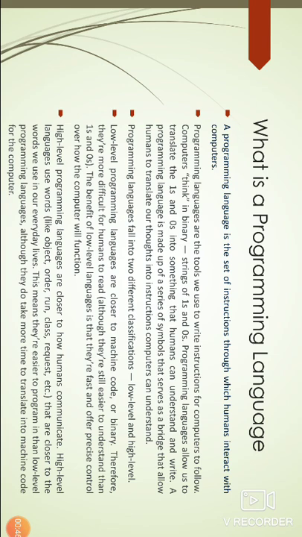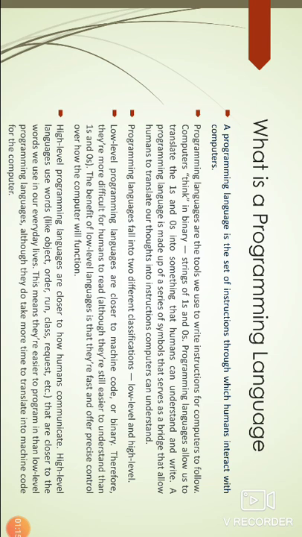A programming language is made up of a series of symbols that serves as a bridge that allows humans to translate our thoughts into instructions that the computer can understand. So programming languages fall into two different classifications. First one is low level language and second one is high level language.